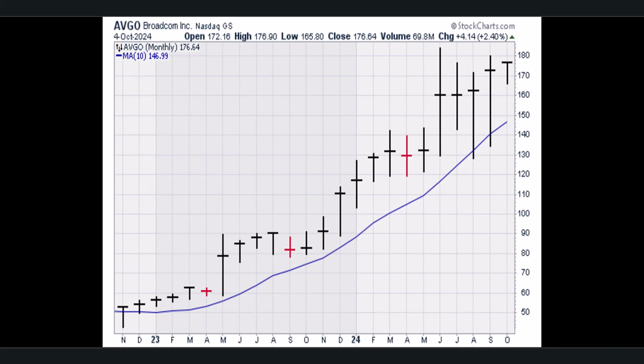According to Prime Trade Select rules, a stock is in a bull trend on a monthly basis if the stock price is above the 10-period or 10-month simple moving average. The monthly chart shows that AVGO is well above the moving average line, so the monthly trend in AVGO is up.